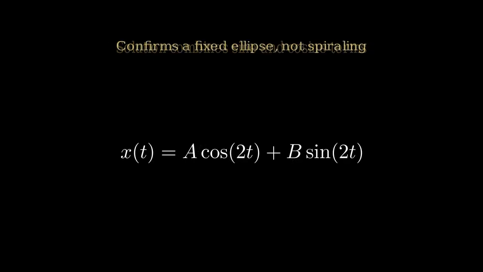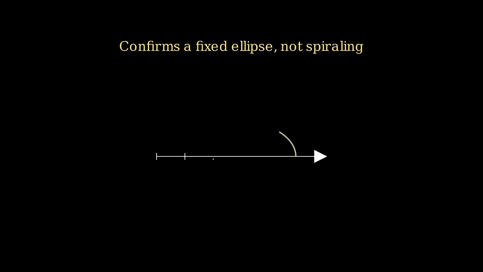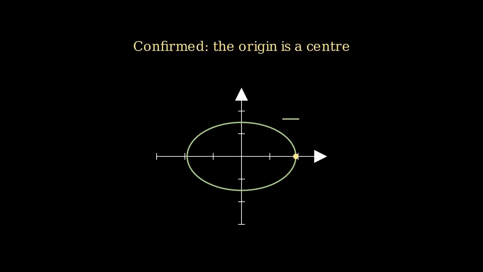This confirms the trajectory traces out a fixed ellipse in the phase plane, repeating the same closed loop again and again, rather than spiraling in toward the origin or spiraling out away from it. So our classification is confirmed, the origin is a center.